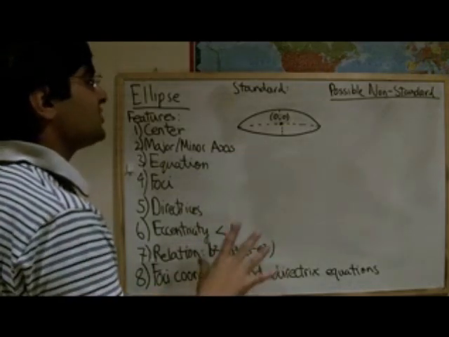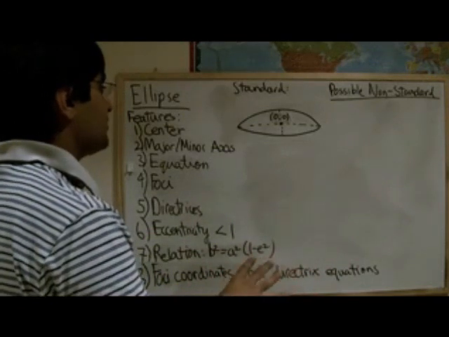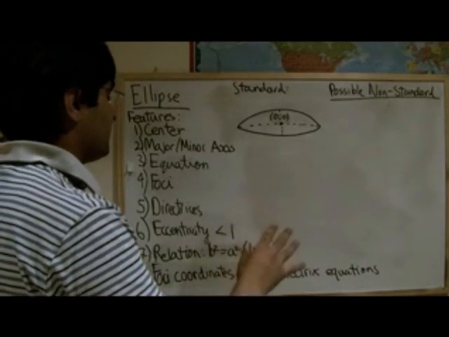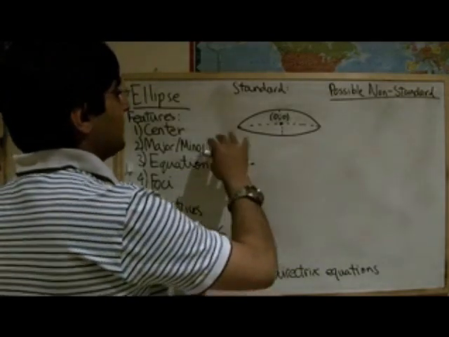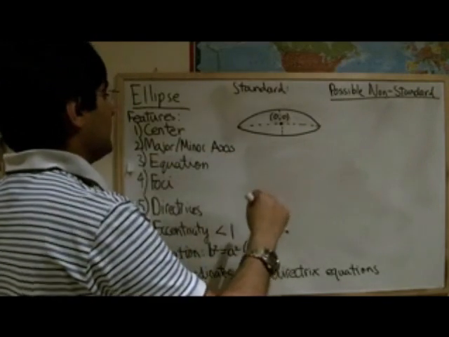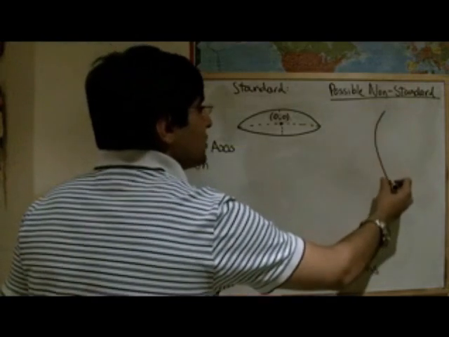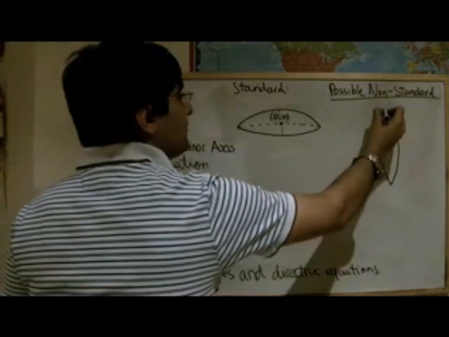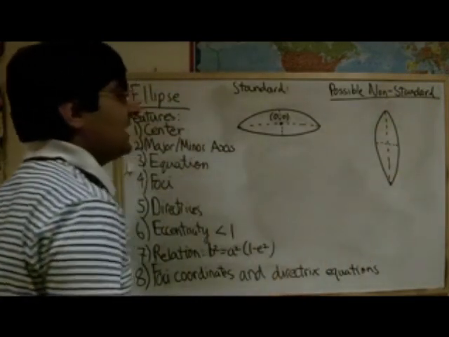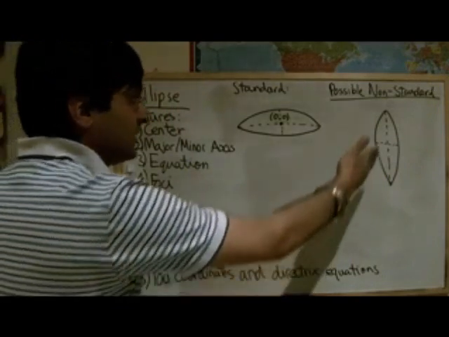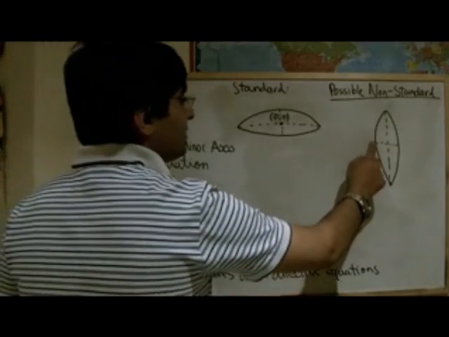Now I want to take a slight tangent to a possible non-standard ellipse, just to show you some of the differences that could arise. We talked about the standard ellipse lying flat in such a way that the major axis is the horizontal axis. A possible non-standard ellipse could be one where the vertical axis is the major axis and the horizontal axis is the minor axis, because clearly, as you can see here, the maximum width vertically is much greater than the maximum width horizontally.